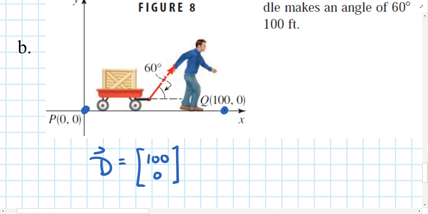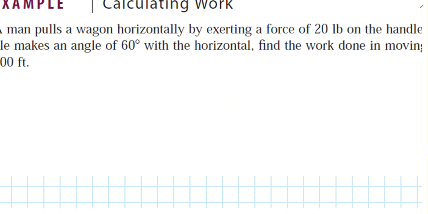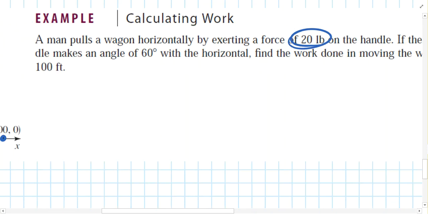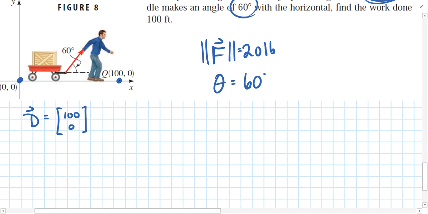Now, as it turns out, the handle on this cart is not parallel to the direction of travel, so only a portion of this gentleman's force that's being applied in this direction will actually go in the same direction of travel, and this is the component or the projection that we're after. So if we read through the instructions again, we see that he's pulling with a 20-pound force at a 60-degree angle, so the force vector, the magnitude, is 20 pounds. And the angle is equal to 60 degrees.